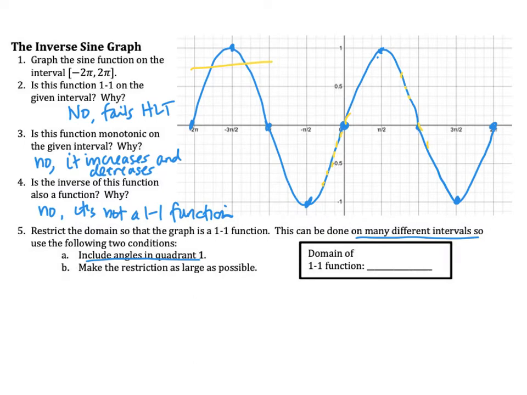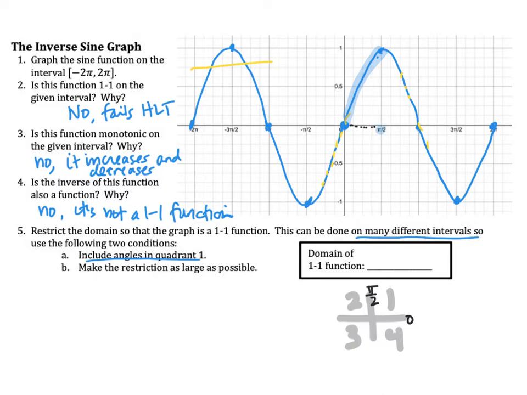Okay, so if we're thinking about our angles in the first quadrant, remember this is your quadrant 1, quadrant 1, 2, 3, and 4. So these angles here are between 0 and pi over 2. So we're talking about these angles up here. So these angles between 0 and pi over 2 need to be included. So this part of the graph has to be included because that's between 0 and pi over 2.